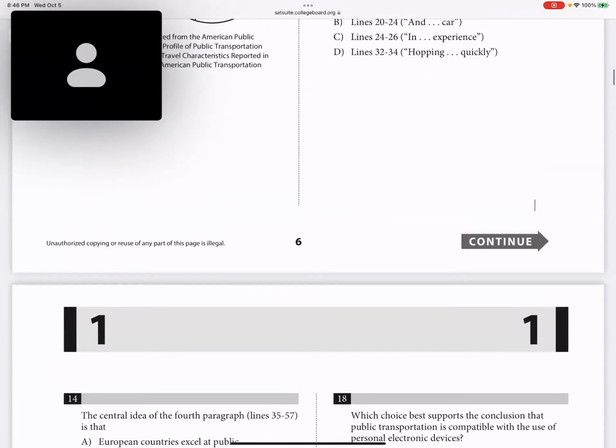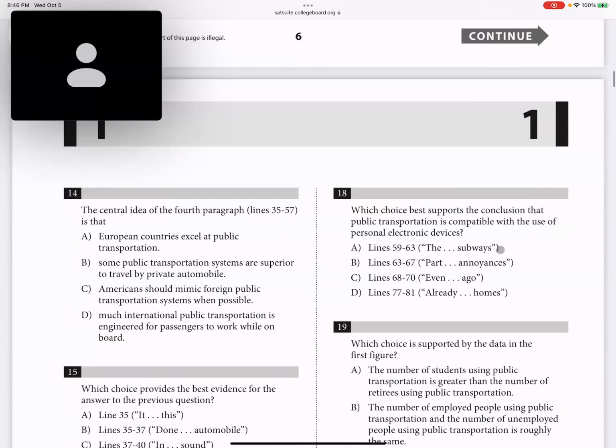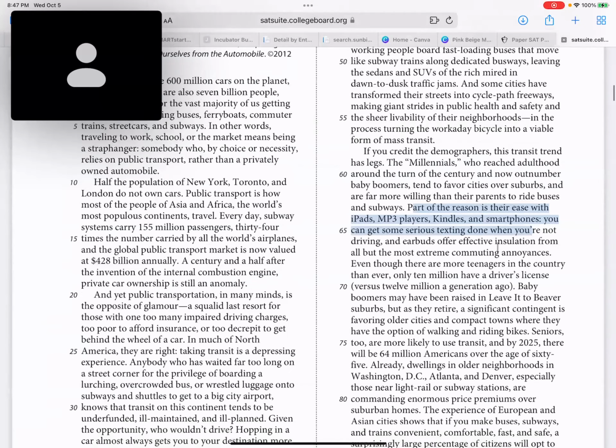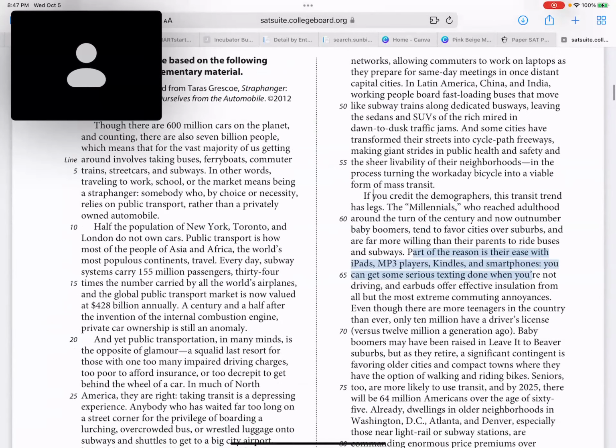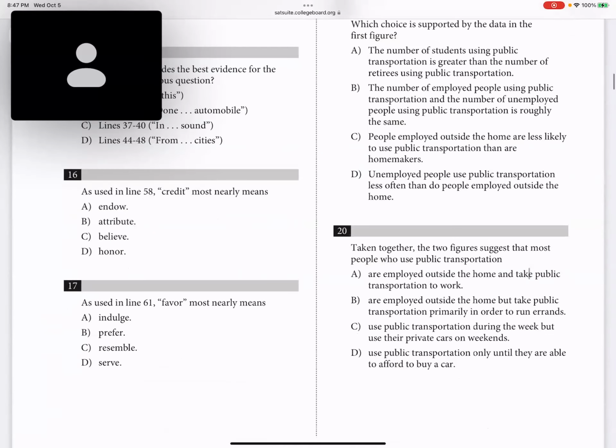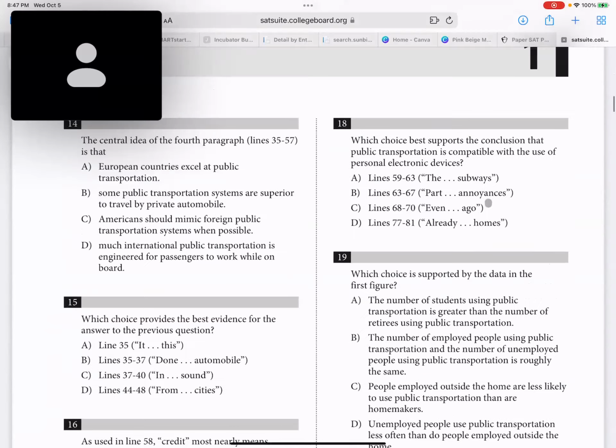All right, let's see our options. Lines 59 through 63: if you credit the demographers, actually the millennials who reached adulthood around the turn of the century, now number, yeah, good. We don't, that one really has nothing to do with that. That's just talking about who is using the technology, right?